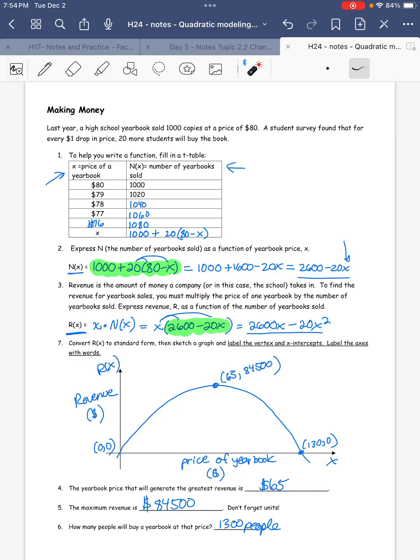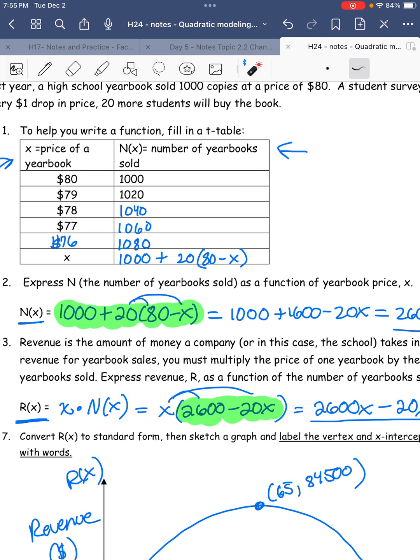All right, so let's read the scenario. It says last year, the yearbook club sold 1,000 copies at $80 each. They took a survey and found that for each drop of $1 in price, 20 more kids would have bought the book. Okay, so I said, well, if it was a little bit cheaper, I would have bought one. So we're going to figure out what's going on here. We have to come up with an equation for that.